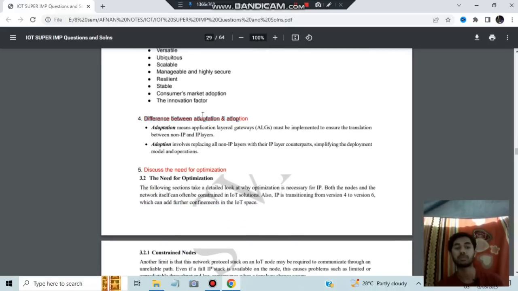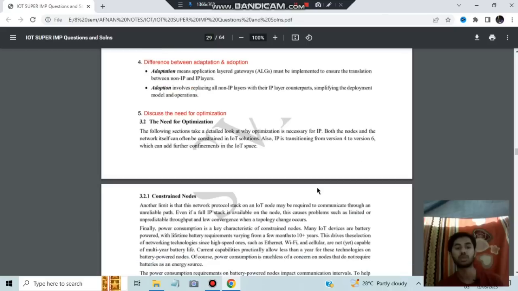Next, we have the differences between adaptation and adoption. Adaptation means changing one thing at a time. Adoption means entirely changing the whole standard at one time, like a new protocol. Next we have the need for optimization. The following sections take a detailed look at why optimization is necessary for IP.